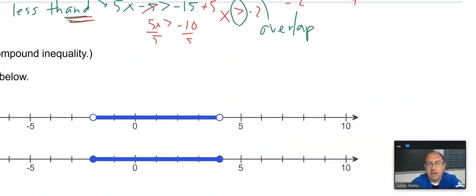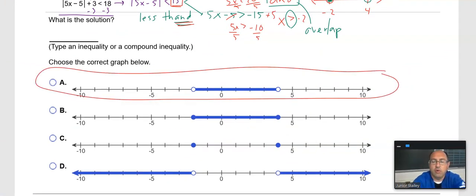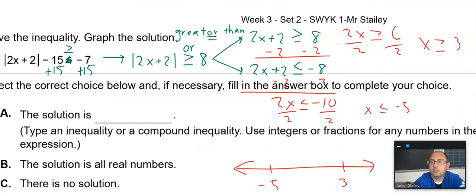All right, now, which one of those graphs has everything in between and goes from -2 to +4, everything in between, but open circles on both ends? Yes, of course, that's the one.